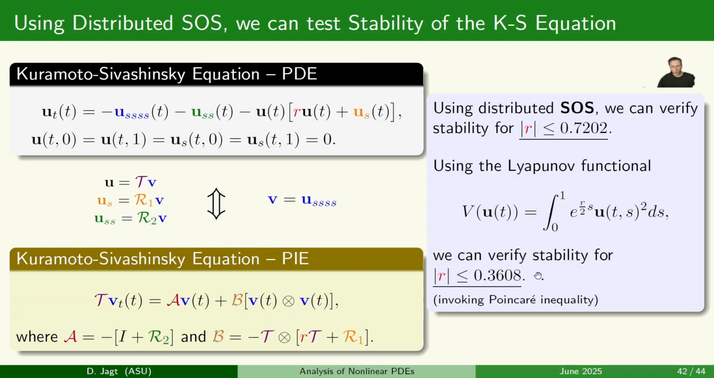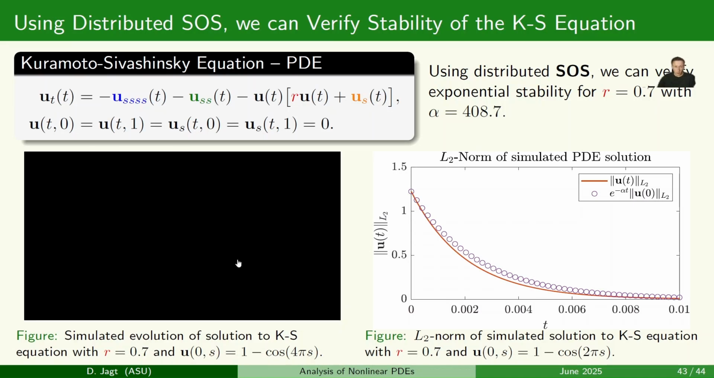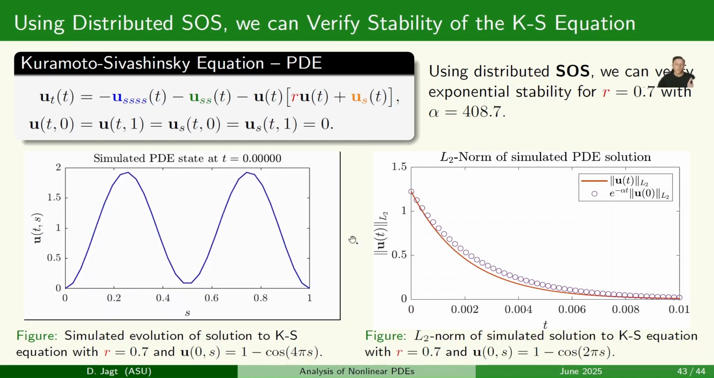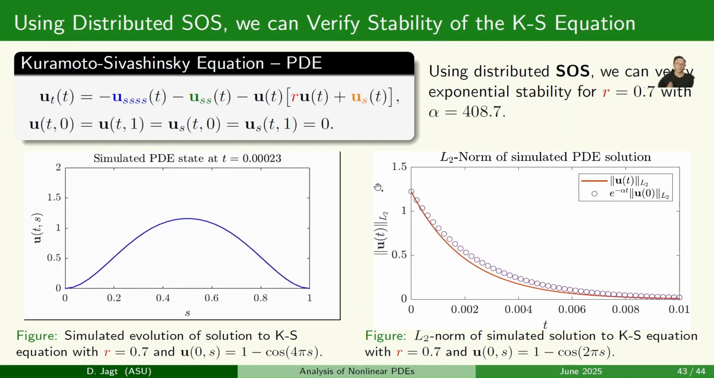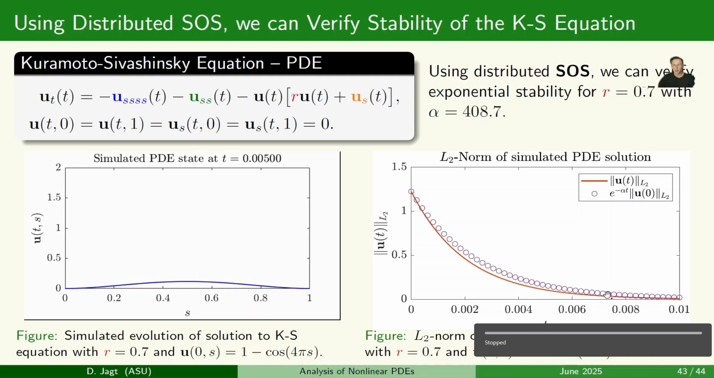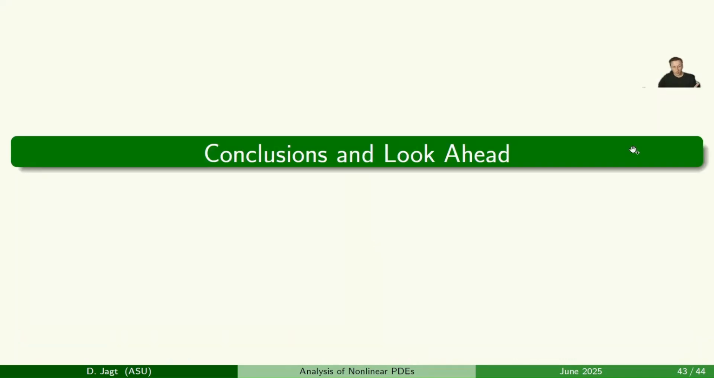And indeed, if we simulate, for example, r equal to 0.7, solutions again converge to zero very quickly, with an even smaller time scale over here. And indeed, we found that we can verify exponential stability with a rate of 408, which appears to be relatively tight, at least for this choice of initial condition and simulated solution. So that brings us to the end of the talk.